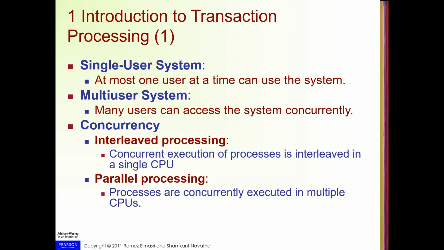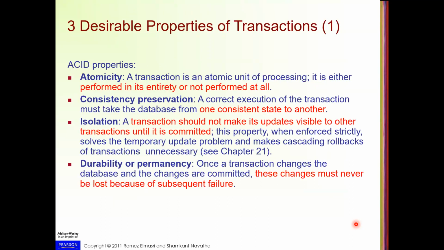Parallel processing. Here we have multiple CPUs, and hence processes or transactions can be executed at the same time using these multiple CPUs. Hence, we have covered three important terms: single user system, multi user system, and concurrency. There are again two types of concurrency: interleaved processing and parallel processing. Interleaved processing uses a single CPU, parallel processing uses multiple CPUs to carry out the processes.